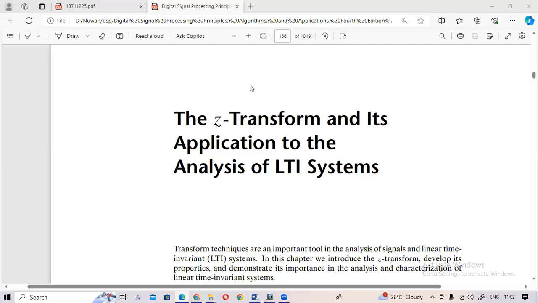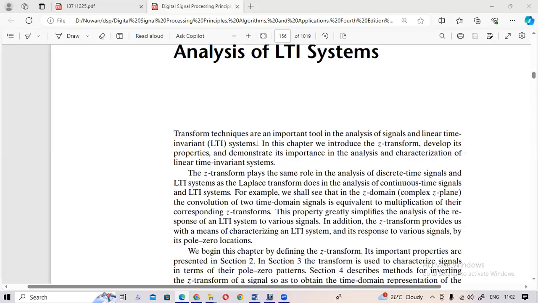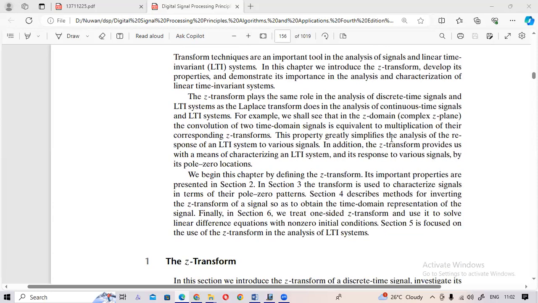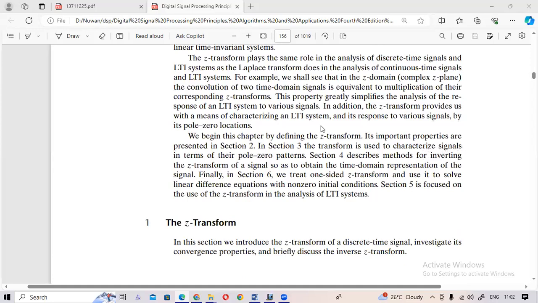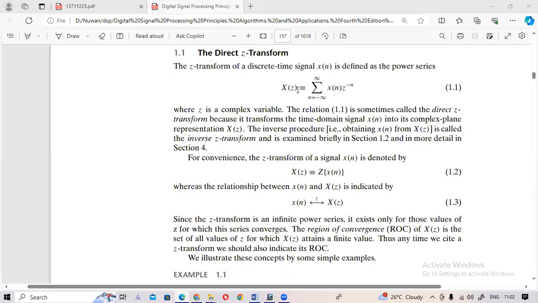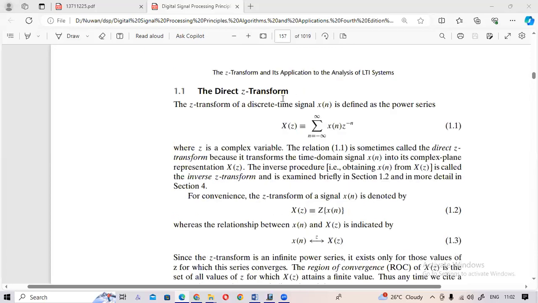So our topic is the Z transform. In the previous week we discussed the importance of the Z transform when analyzing discrete time LTI systems. I hope you have that understanding. Also, we use this definition. This is the Z transform definition.